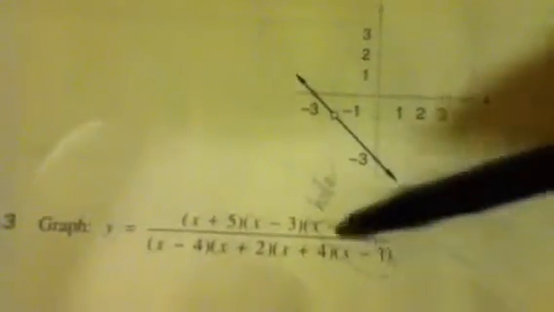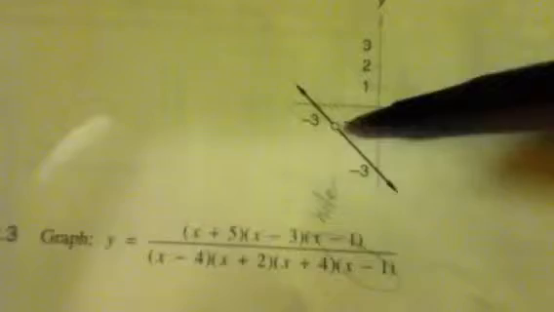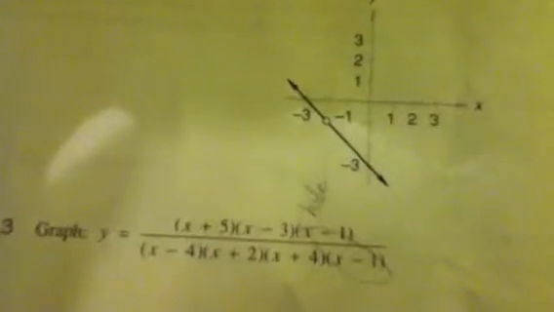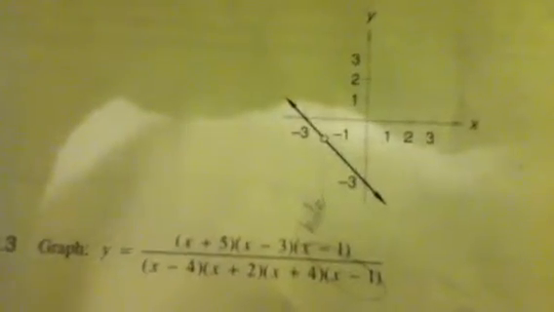So you can look down here. These two right here are going to cause a hole. And see, there's the hole. Oh, wait. Positive 1. What?